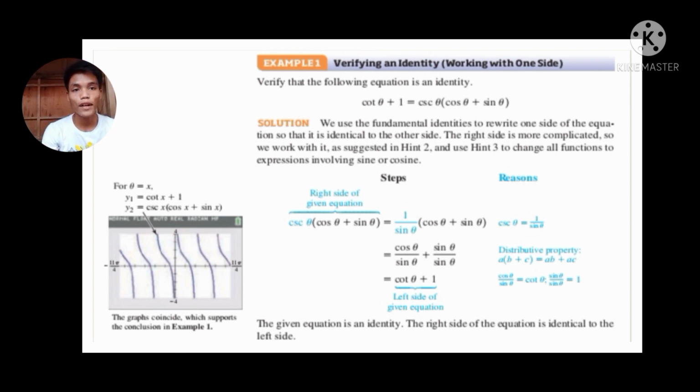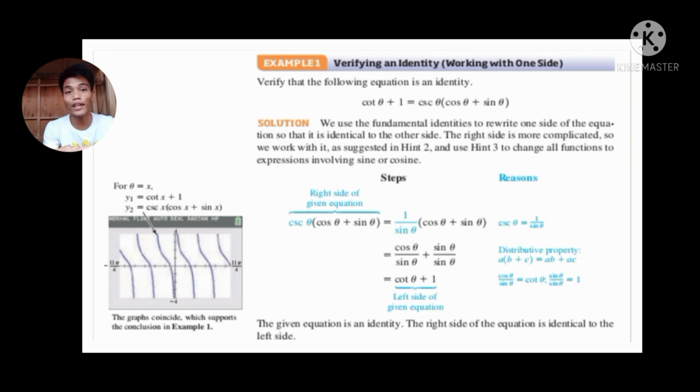First, verify that the following equation is an identity. So our goal here is to verify if it is an identity or not. The equation given is cotangent theta plus 1 is equal to cosecant theta multiplied by cosine theta plus sine theta. So here is the solution. It gives us the solution on how we are going to verify trigonometric identities. So let's move on.